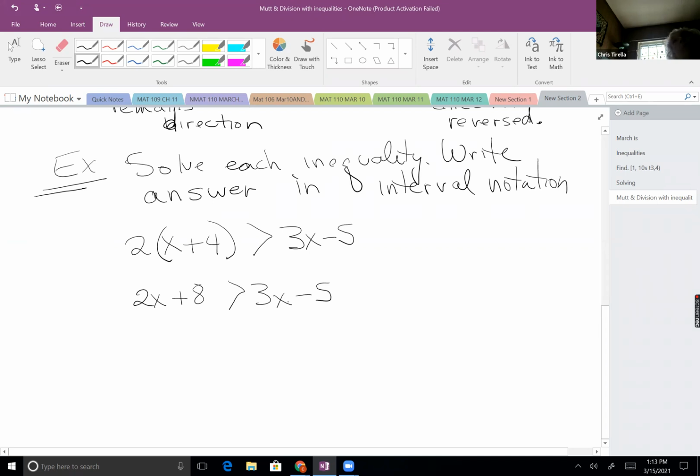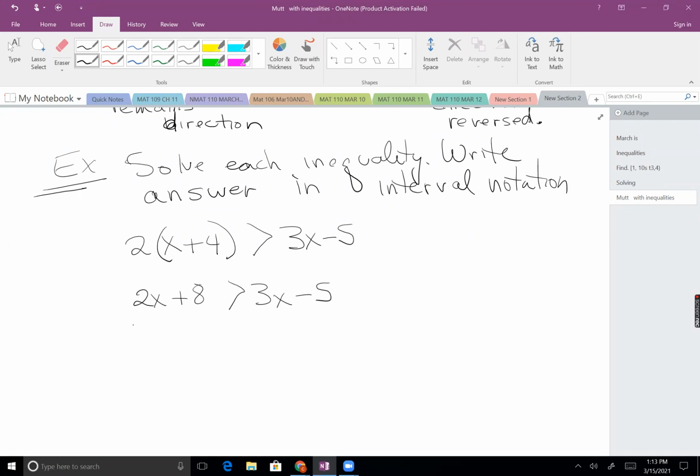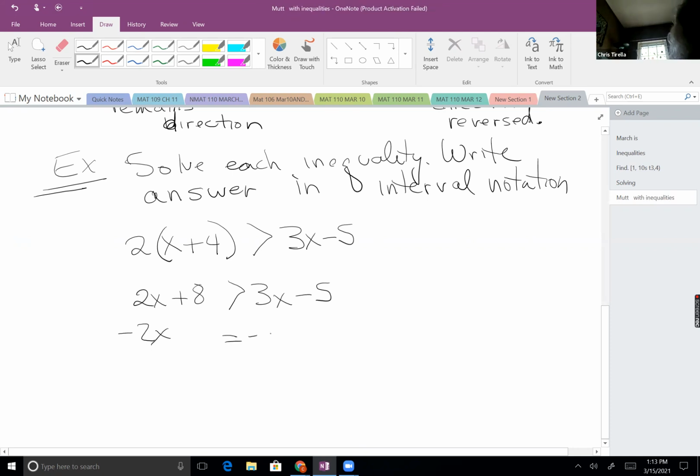And now we want to isolate the x. We want to get that x alone. In order to do that, you have a choice. Would you rather subtract 2x from both sides and move the x to the right? Or would you rather subtract 3x from both sides and move the x to the left? Does anybody have a preference? The 2x. So let's subtract 2x from both sides. Because we're subtracting the same thing, our inequality stays in the same direction.